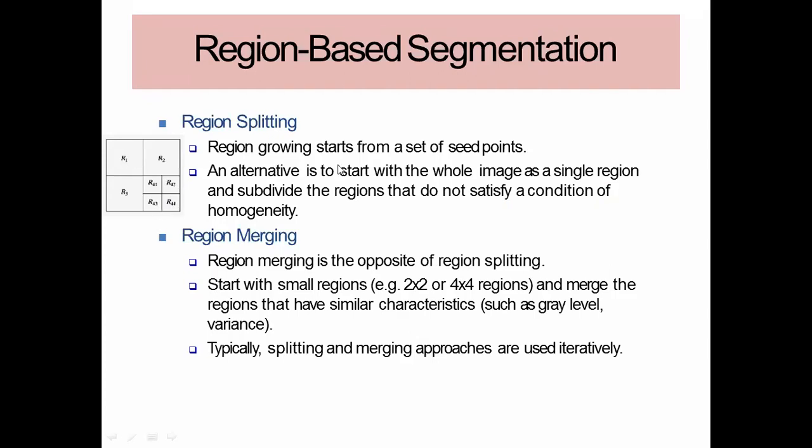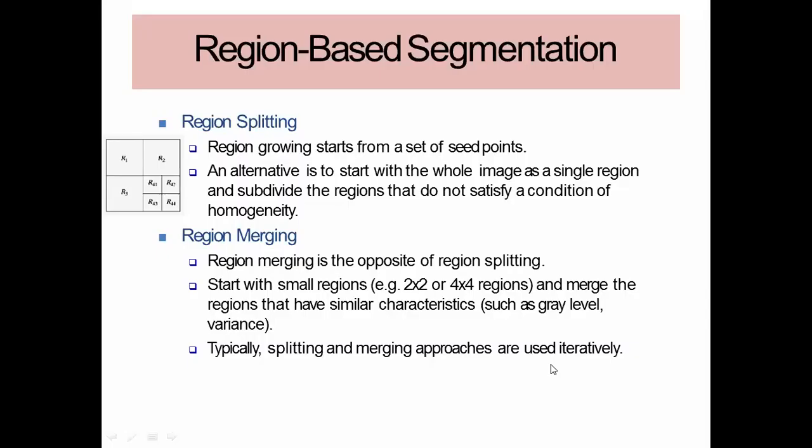Okay, so region growing starts from a set of seed points. Alternatively, region splitting starts with the whole image as a single region and subdivides it into regions that don't satisfy the condition of homogeneity. Region merging is the opposite of region splitting. It starts with small regions, 2 cross 2, 4 cross 4, and merges the regions that have similar characteristics such as gray level and variance. Typically, splitting and merging approaches are used iteratively.